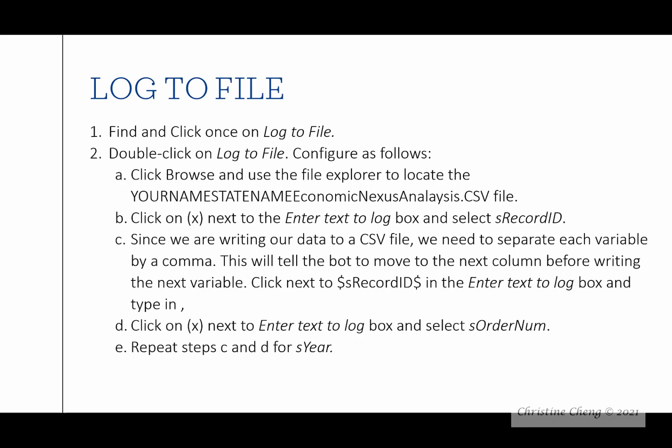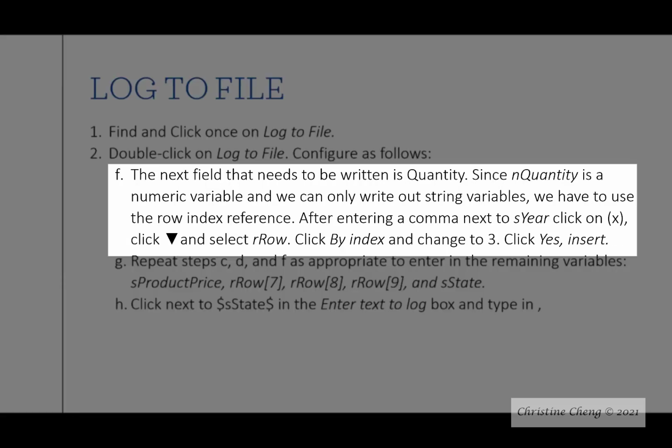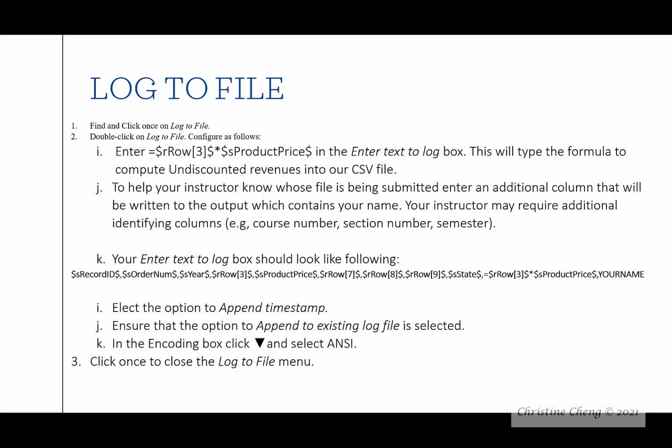Once we've written in the data using some of our variables, we'll also learn how to write in data by position number. So we'll be writing in some of the numeric variable data using the position number in the current row. When we created our header row, we created two columns that will contain data that is not directly available in our raw data file, the undiscounted revenues column and a column for consultant name.